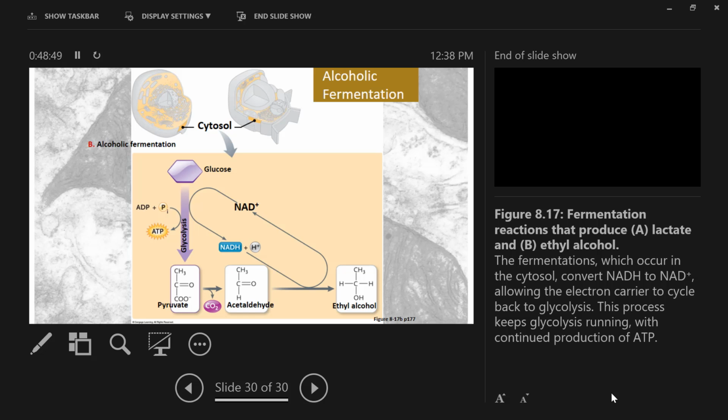All right? So again, 2 problems if all you're doing is glycolysis. Way less energy produced, and you're building up NADH and pyruvate. Fermentation eliminates not the very little energy produced, but eliminates the buildup of NADH and the buildup of pyruvate.